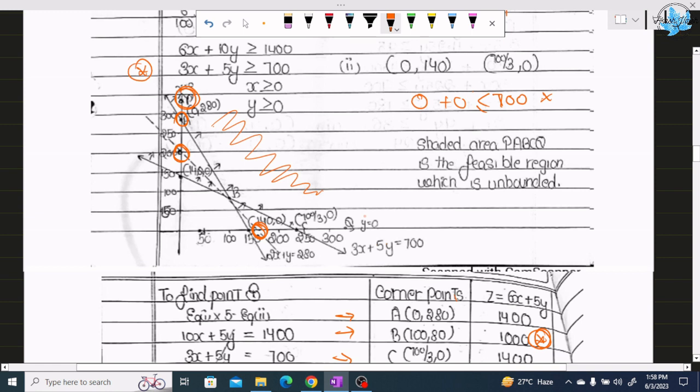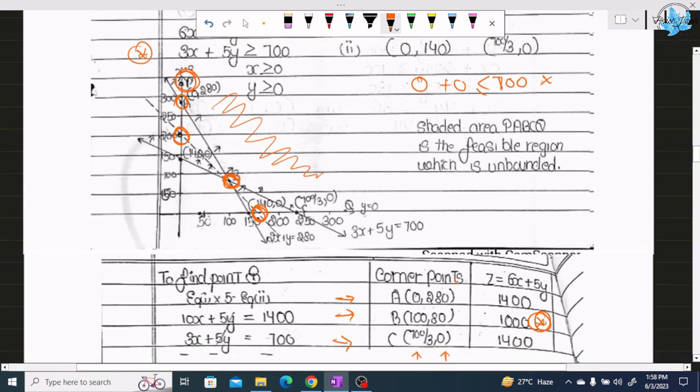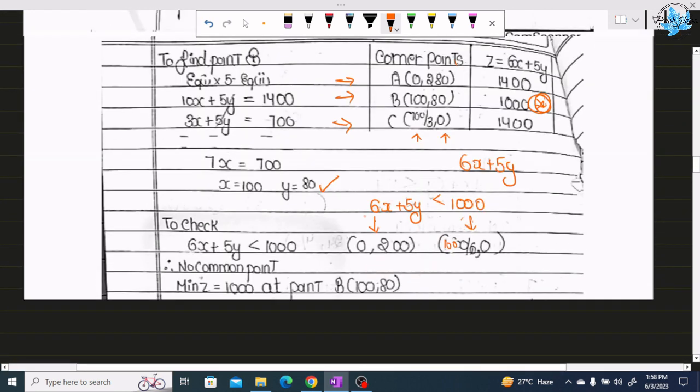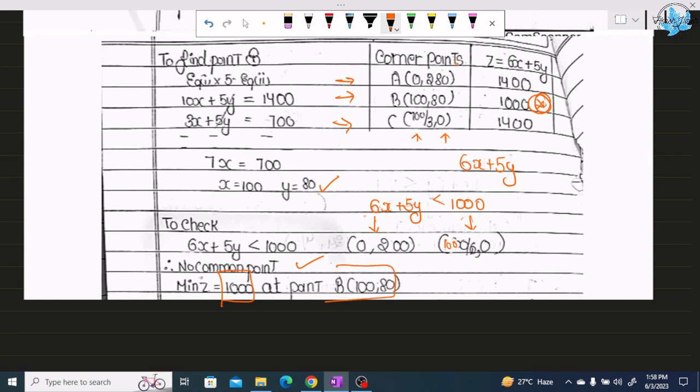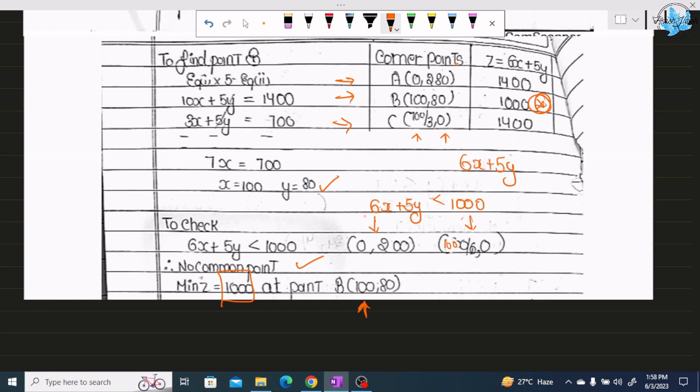So you get that we are not getting any point that is on and above B, so it means that B is your minimum value. From here we can see that there is no common point, it means our minimum, that is 1000, is at point B. It means that when the farmer uses x of the F1 crop and y of the F2 crop, or 80 of the F2 pesticide, then he will get the minimum cost.